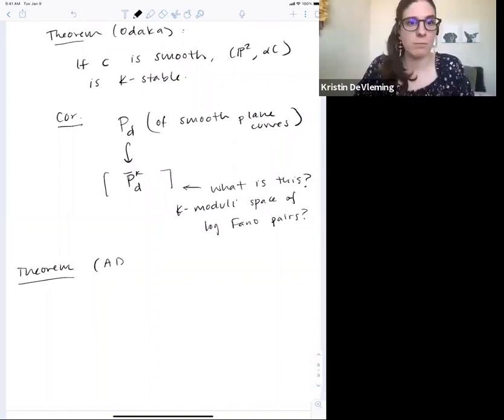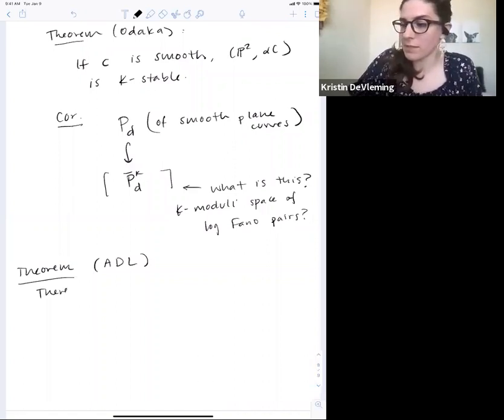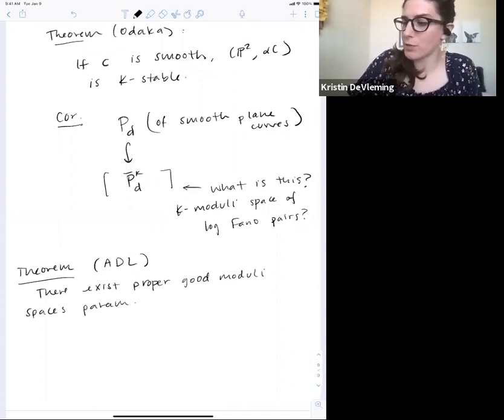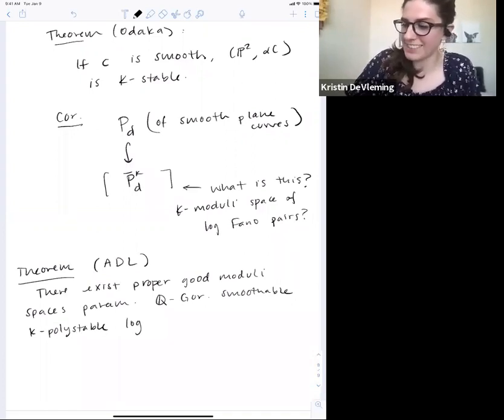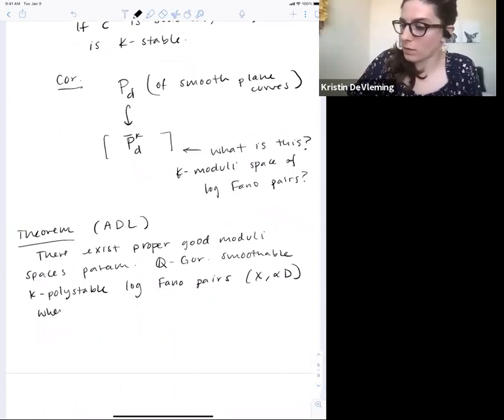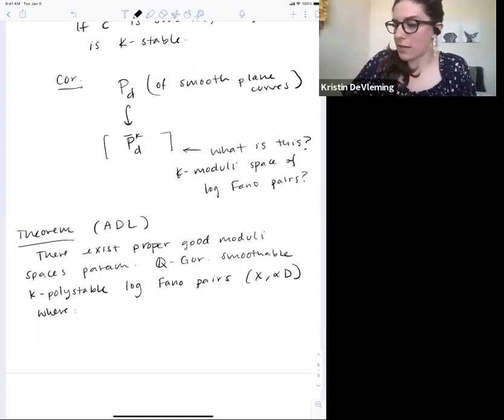So this is with Kenny and Yu Chen, that there exist proper good moduli spaces. And if you're a stack person, you can say that there exist Artin stacks and things like that. Parameterizing, again, we have the Q-Gorenstein smoothable condition, K-polystable log Fano pairs. So there's a long sentence here. We'll say (X, alpha D), where a few hypotheses are satisfied.